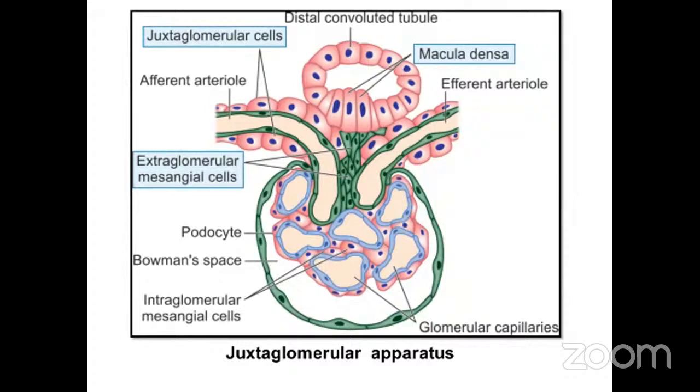Densely arranged, they are called macula densa cells. They are sensitive to changes in extracellular fluid volume and extracellular composition. These are also called chemoreceptors; they act as chemoreceptors.